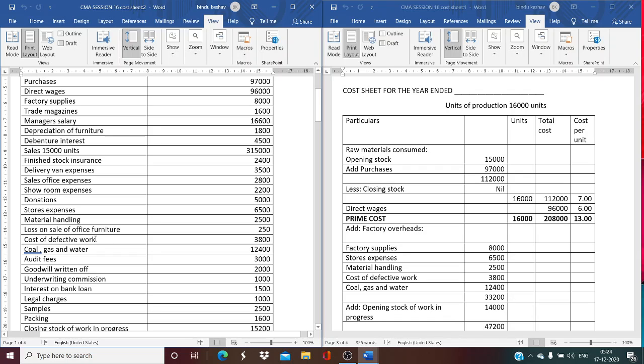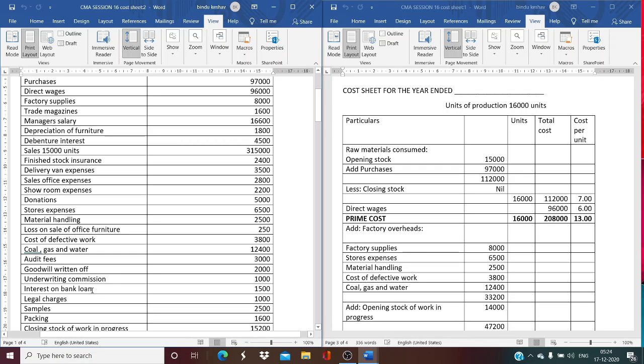Cost of defective work, coal, gas, and water. These relate to the manufacture. So these are factory overheads. Audit fees relate to the office or the general management. So audit fees are office overheads. Goodwill written off, underwriting commission. These are again financial charges which will not be included in the cost sheet.